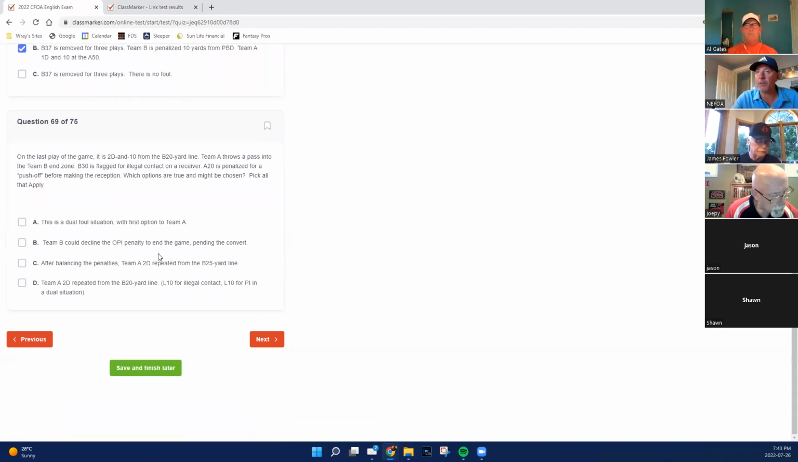All right, question 69. I have to read from here. On the last play of the game, it is second down and 10 from the B 20-yard line. Team A throws a pass into the Team B end zone. B 30 is flagged for illegal contact on a receiver. A 20 is penalized for a push-off before making the reception. Which options are true and might be chosen? Pick all that apply.